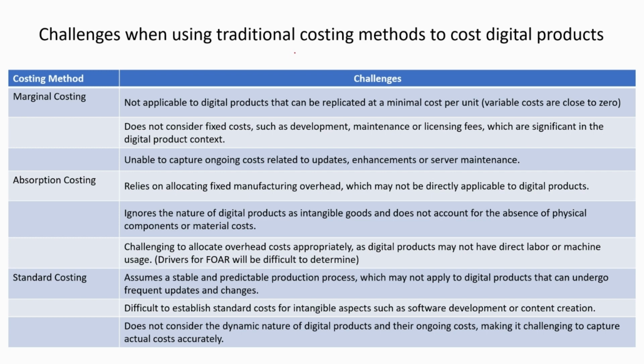Now let's discuss the challenges when using traditional costing methods to cost digital products. The first method is marginal costing. We can also consider here throughput accounting.